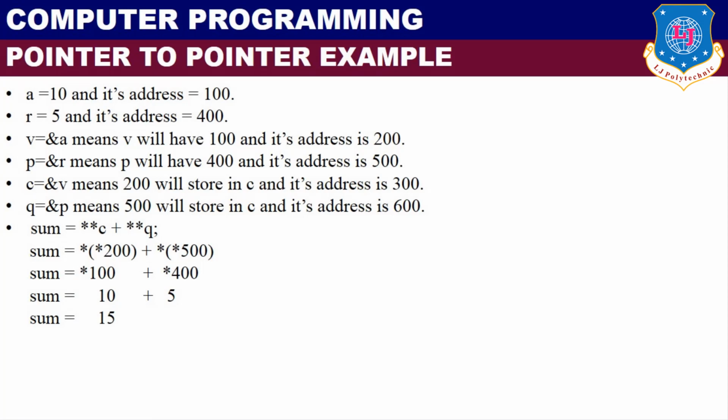So at the end, what does star star c mean? Star of bracket star c: star c means b, and star b means a, which is 10. So star star c equals 10. Star star q equals star of bracket star q. Star q is p, then star p is 5, so star star q equals 5. So sum equals 10 plus 5 equals 15.